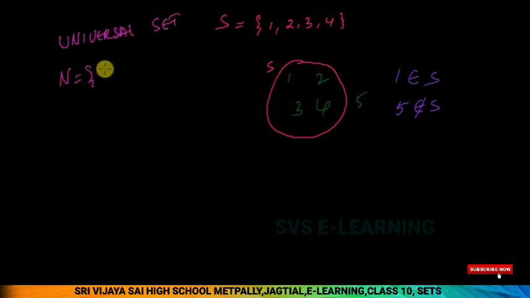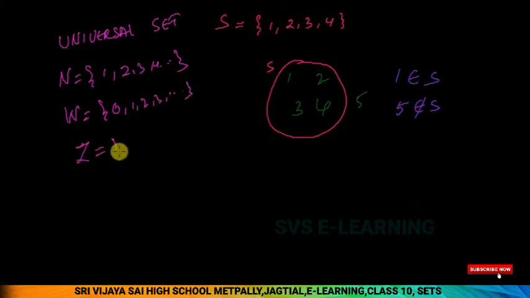Set of natural numbers. Natural numbers are 1, 2, 3, 4, and so on. What are whole numbers? Whole numbers start from 0, right? 0, 1, 2, 3, and so on. And what are integers? Integers contain both the negative numbers and the positive numbers. So integers are from minus infinity to plus infinity.